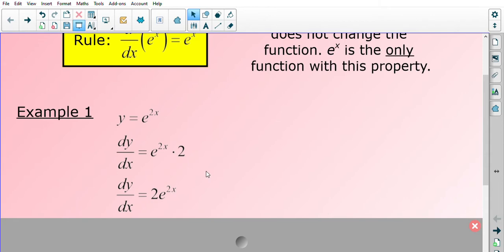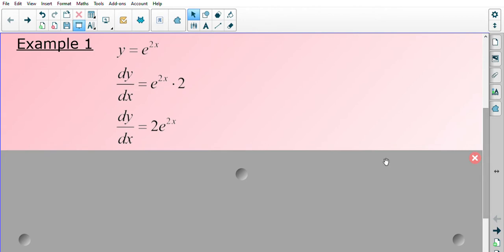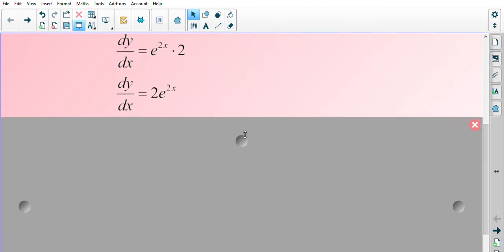So there's two steps in this. You get the same exponential back out, you must differentiate the exponent, and then you multiply by your differential of the exponent. My differential of 2x was 2, so I had to multiply my answer by 2. So it can be a very quick process to differentiate using exponentials, and that's what makes this rule quite neat. Let's look at a second example first before we move on to some more complicated ones.